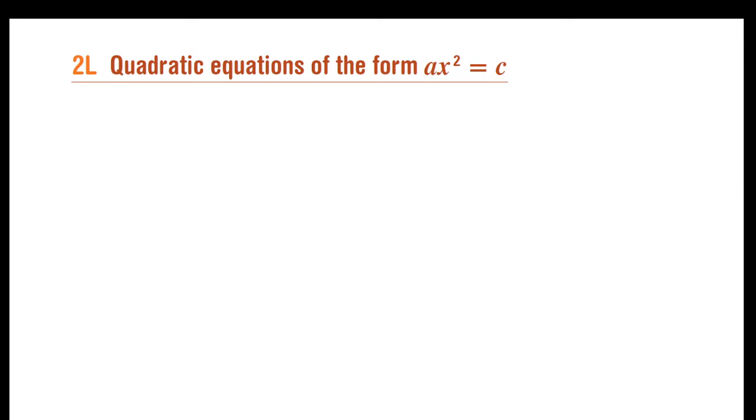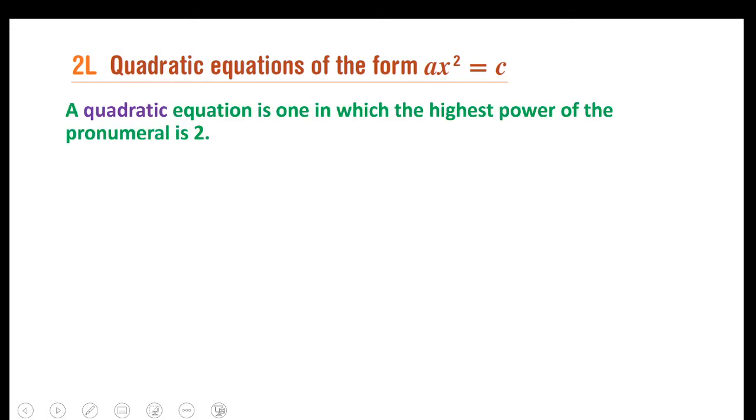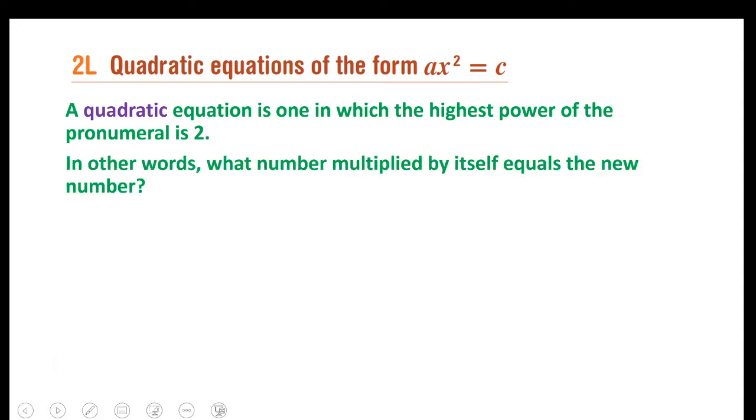Okay, so a quadratic equation in the form of ax squared is equal to c. Effectively, a quadratic equation is one in which the highest power of the polynomial is 2. So, x squared, for example, or a squared, or c squared. Whatever the polynomial is, the biggest power is 2. Okay? So, quadratic, or in other words, what number multiplied by itself is equal to a new number?